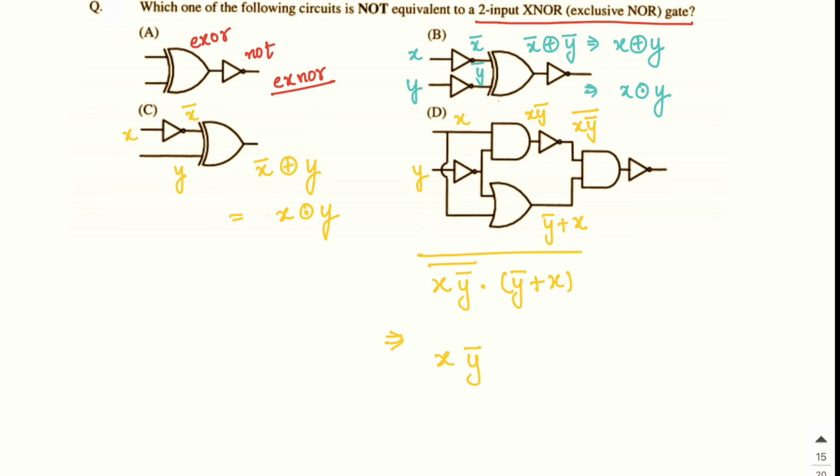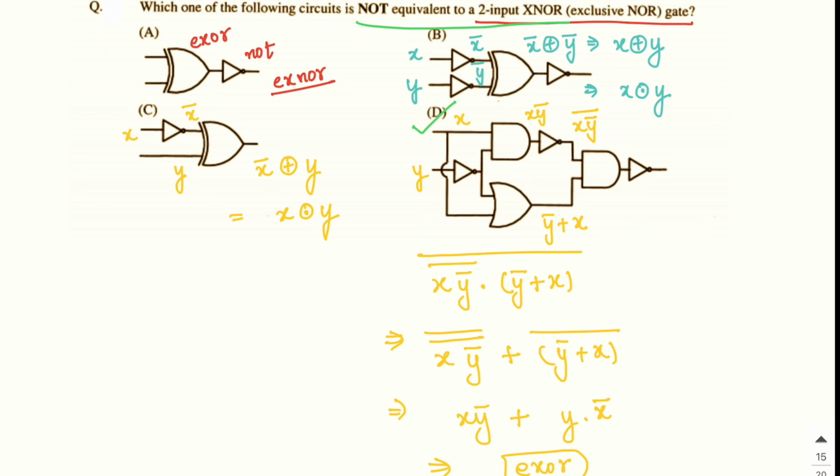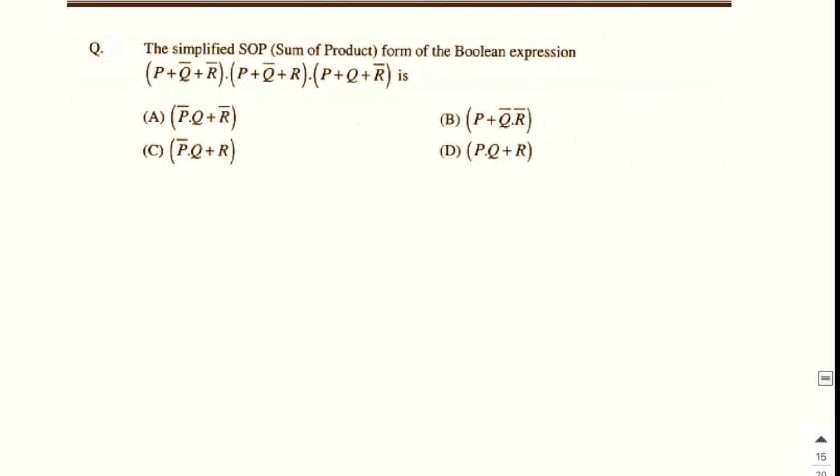You have x y bar double complement plus y bar plus x complement. Now this becomes x y bar plus y dot x bar. This is coming out to be an XOR gate and it is not an exclusive NOR gate. So your answer is D. The D network is not equivalent to an exclusive NOR gate. Let's come to the next question now.